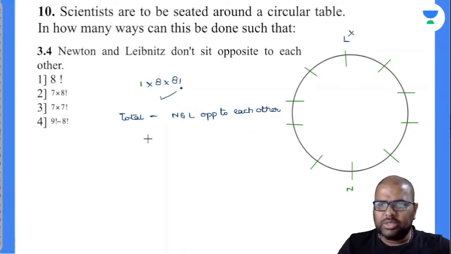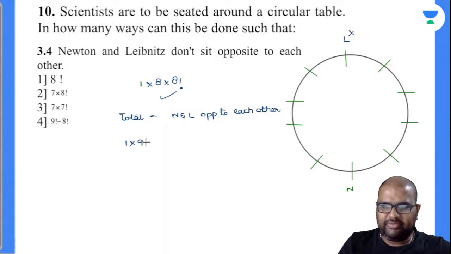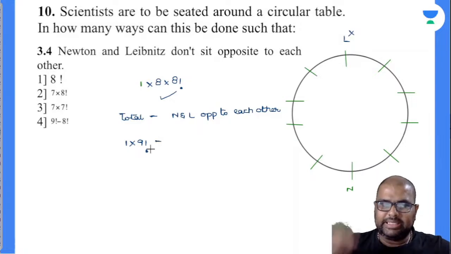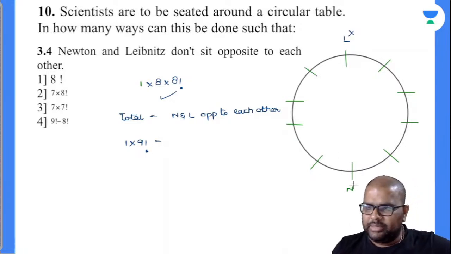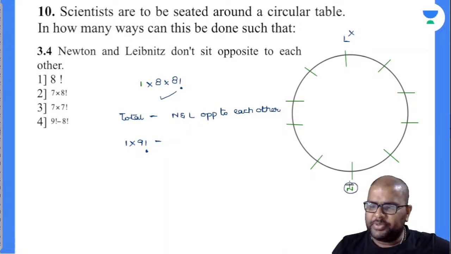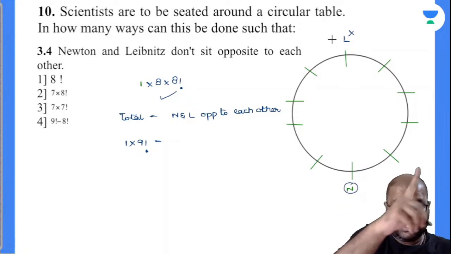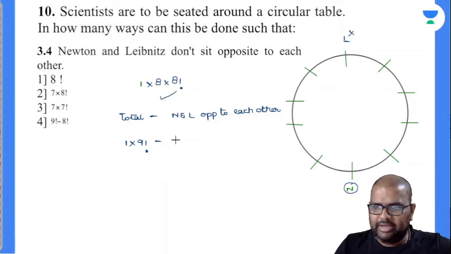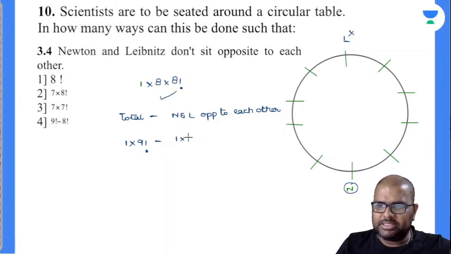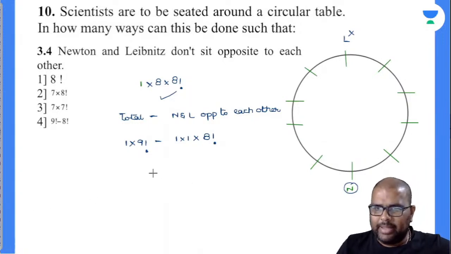Done. Now what is total ways? Newton can be seated in one way and the remaining 9 persons can be seated in 9 factorial ways. Am I right or wrong? Total minus Newton and Leibniz sitting opposite to each other. Newton's position is fixed one way and Leibniz's position is also fixed opposite. Opposite to Newton there is only one way. So write 1 for Newton and 1 for Leibniz. How many positions are vacant? 8 positions are vacant. Of course these 8 persons can be seated in 8 factorial ways. So I am getting the value 9 factorial minus 8 factorial.